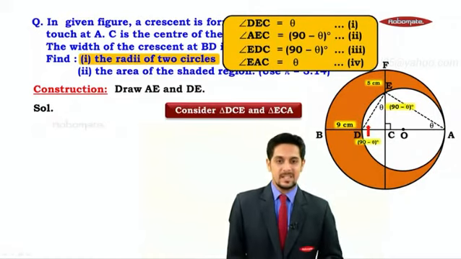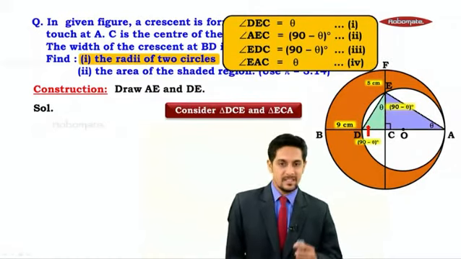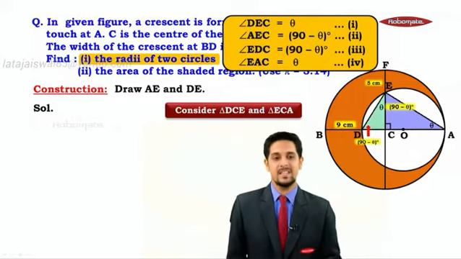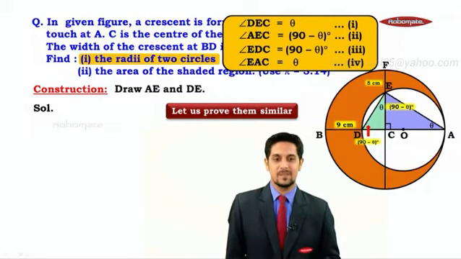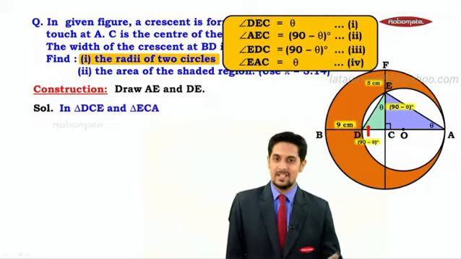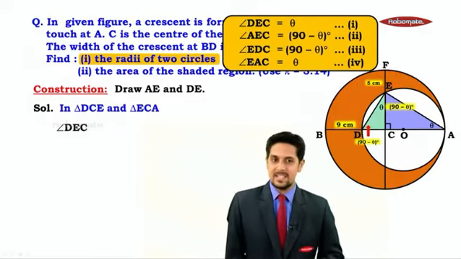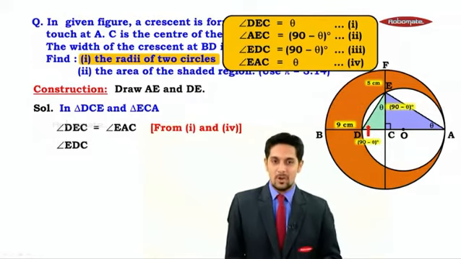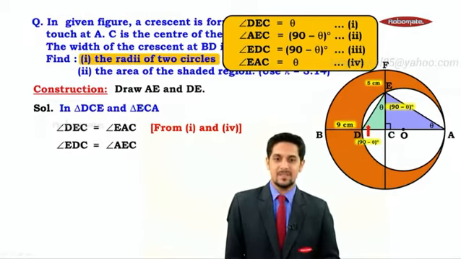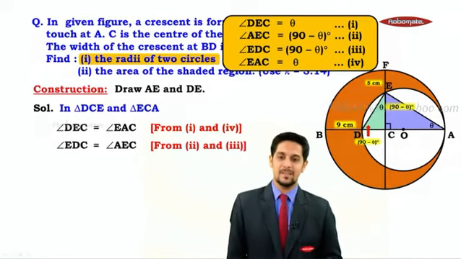Now students, we have understood the information about both the triangles. So now, let us consider both the triangles, that is triangle DCE and triangle ECA, and we are going to prove these two triangles similar. In triangle DCE and triangle ECA, we have angle DEC is equal to angle EAC, as their values are equal to theta. So we get this from equation number 1 and equation number 4. Also we can say angle EDC is equal to angle AEC, that we get from equations 2 and 3.